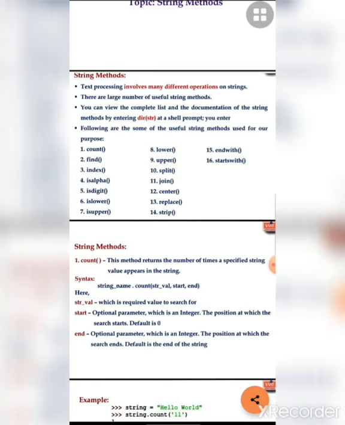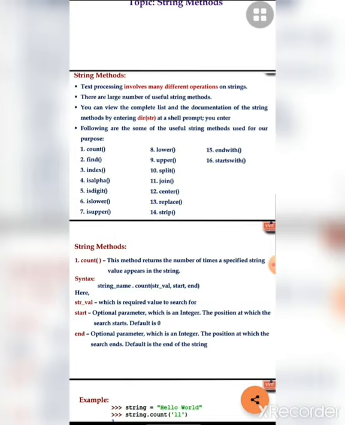Count method. This method returns the number of times the specified string value appears in the string. Let's see the syntax. The syntax is string name dot count of string value, comma start, comma end. Here the parameters are string value, start, and end. The string value is the required value to search for in the string. Start is an optional integer parameter, the position at which the search starts. The default value is 0.